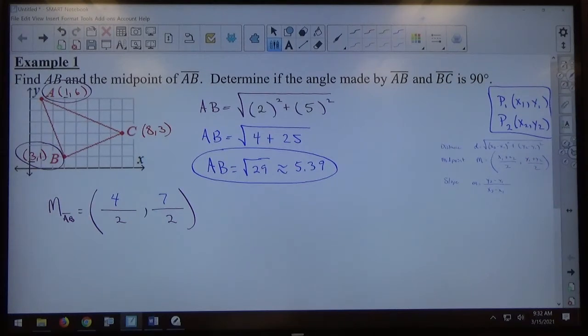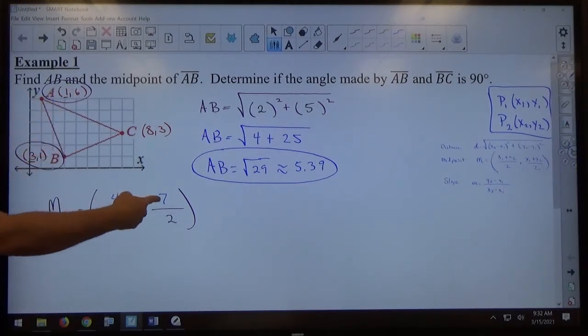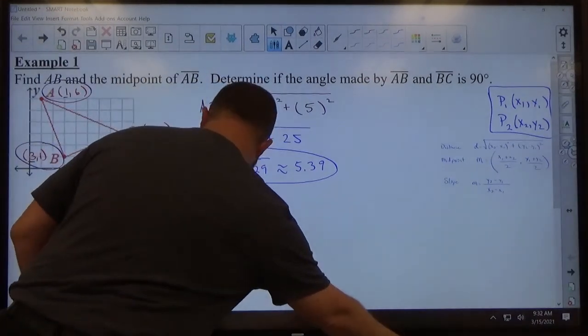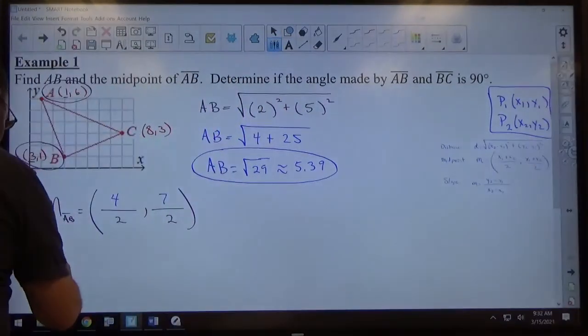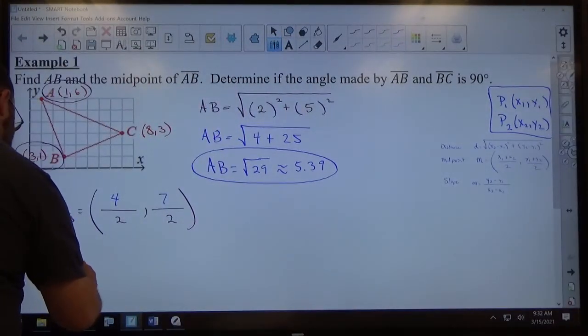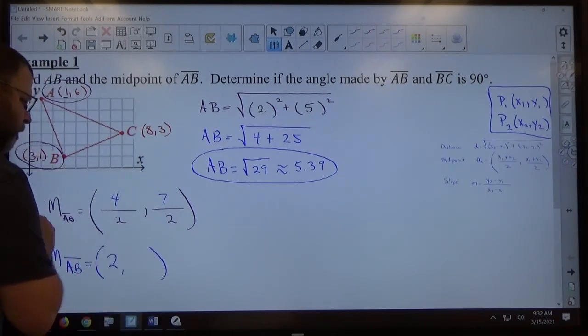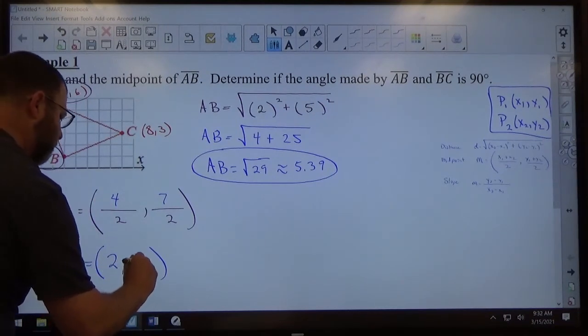So again, what's in purple is going to be there every single time. And then the blue is just whatever the sum of the x's and the sum of the y's is. So 1 plus 3 on top of that, 6 plus 1 on top of that. So the x's are first, 4 is first, the y's are second, 7 is second. And then I simply evaluate, so the midpoint of segment AB is going to be 4 divided by 2 is 2, 7 divided by 2 is 3.5.